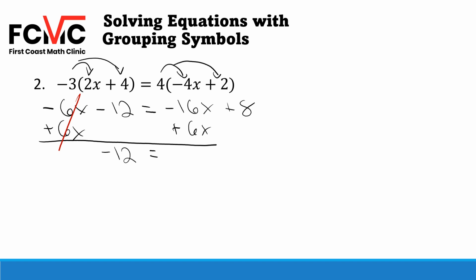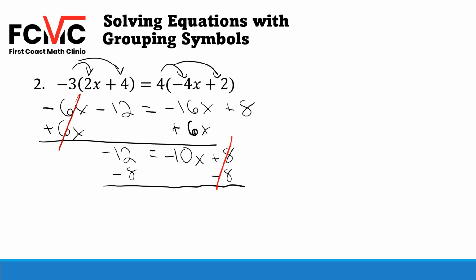Negative 16x plus 6x. I have another video on adding opposite signs. We're going to subtract these two numbers and take the sign of the number with the larger absolute value. Well, what's the difference between 16 and 6? The difference is 10. Which of these two numbers is furthest from 0, negative 16 or 6? The negative 16 is furthest from 0, so we're going to take the sign of the negative number: negative 16x, plus 8. Now again, I want to get that x by itself, so I'm going to subtract 8, subtract 8.